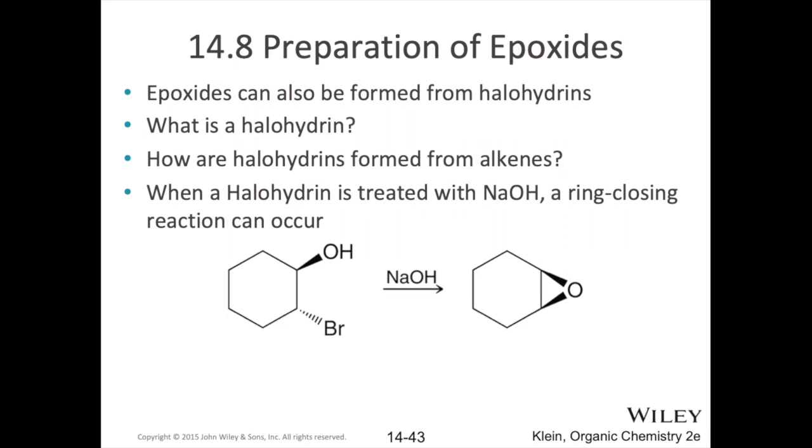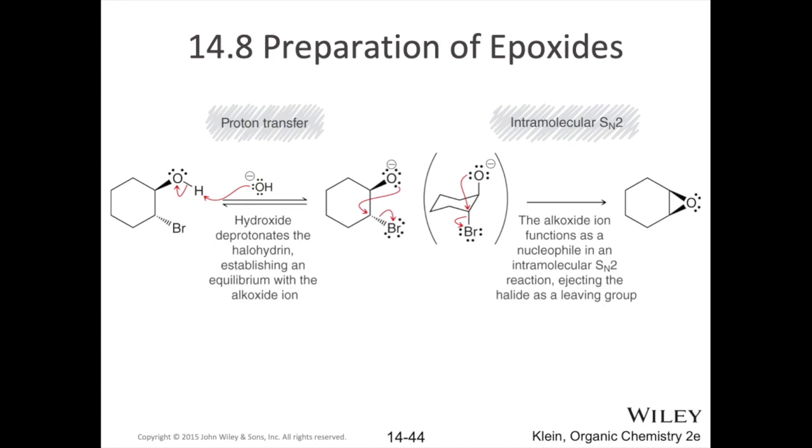This product of our halohydrin reaction, called a halohydrin, can then be converted into an epoxide through a ring closing reaction. So we'd use sodium hydroxide to affect this change. Let's see how that works. Your hydroxide starts off by doing a proton transfer. It plucks off a proton from your alcohol group, which remember is very mildly acidic. So it converts this into the corresponding alkoxide. And remember, that alkoxide now is nucleophilic.